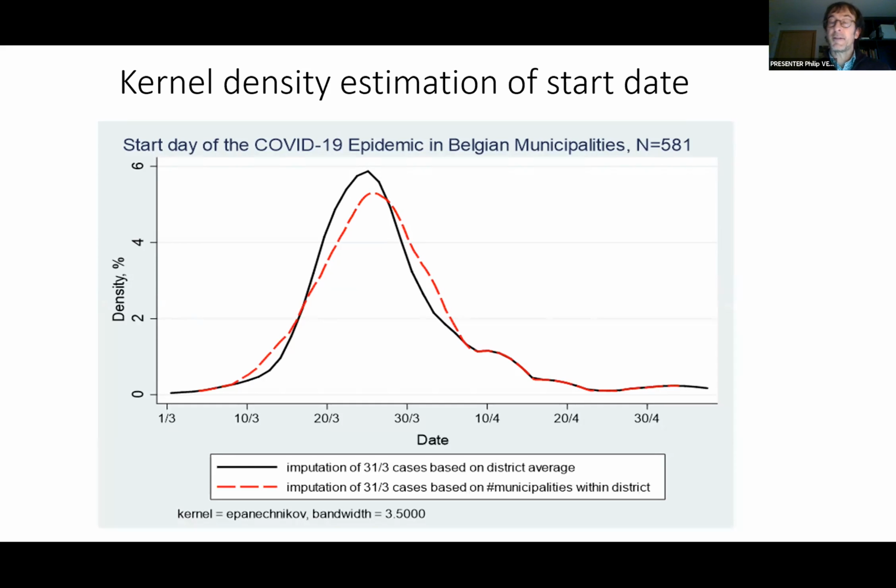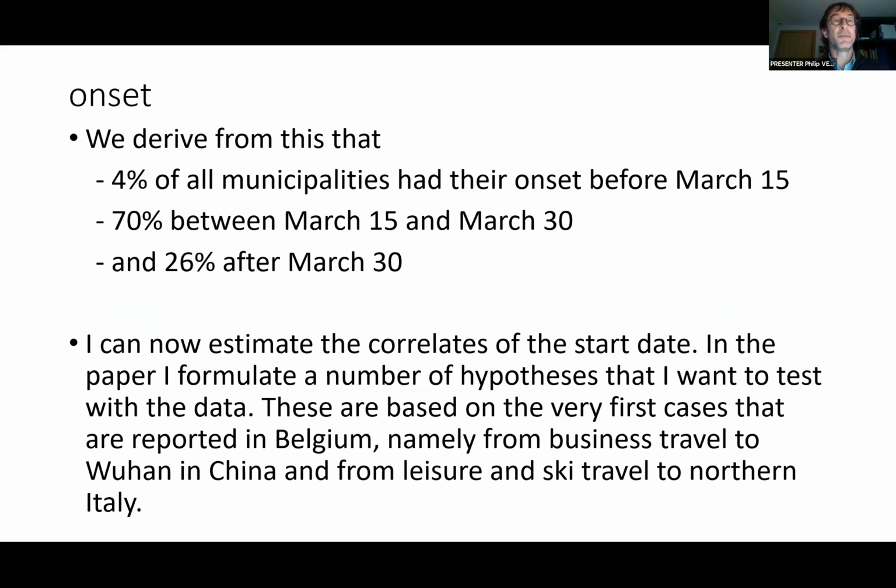So why do I do this? I do this because it gives me the start day of the epidemic at the municipality level, which I can then correlate with other variables at that same level. From that density estimate, I derived that 4% of all municipalities had their onset before March 15, 70% had their onset between March 15 and March 30, and 26% after March 30. So this allows me now to do the estimates.